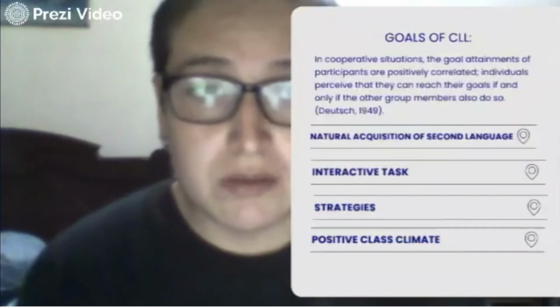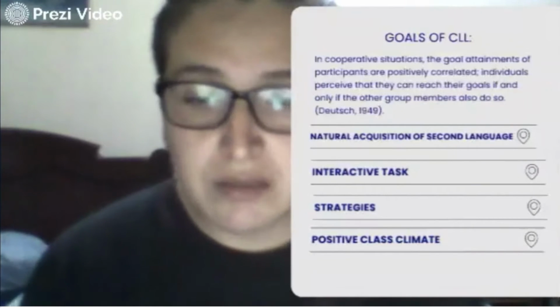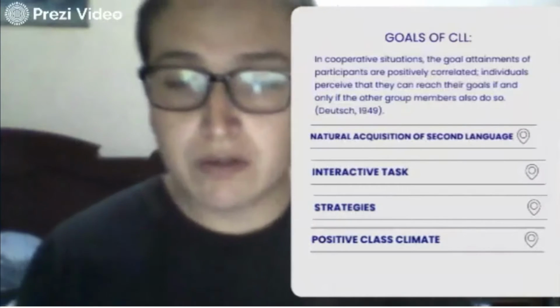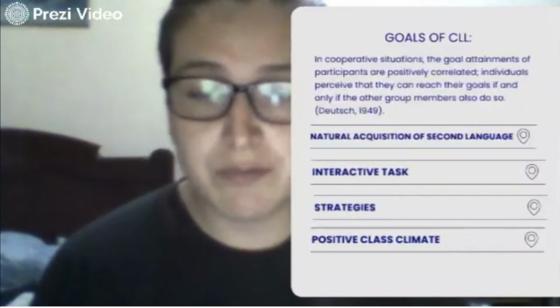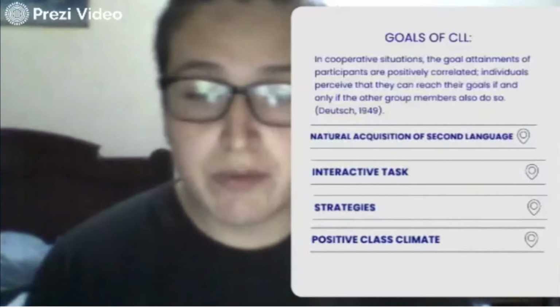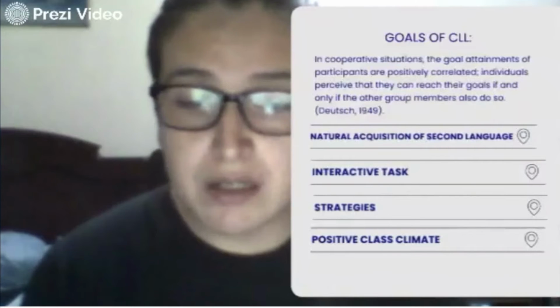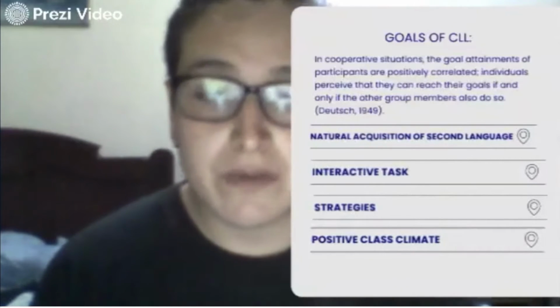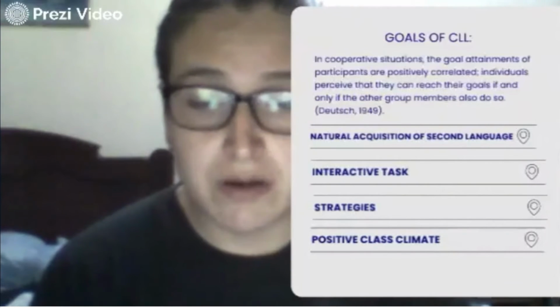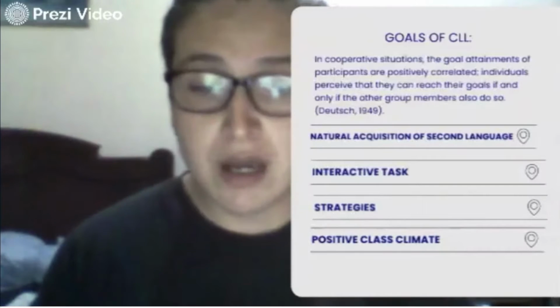Goals of cooperative language learning. In a cooperative situation, the goals attained by participants are positively correlated. Individuals perceive that they can reach the goals if and only if the other group members also do so.